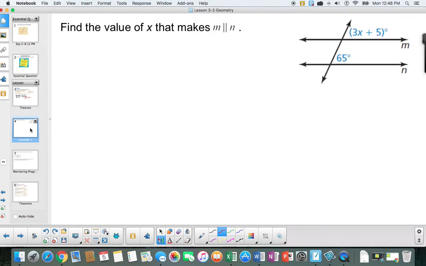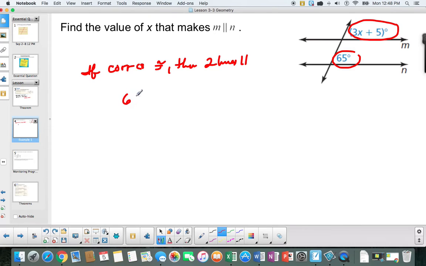All right, let's take a look at this example. We want to find a value of x that makes m parallel to n. Now, so far, we only have one theorem that we can use. If corresponding angles are congruent, then the two lines are parallel. So these are corresponding angles. If I can make them congruent, then I know the lines will be parallel.